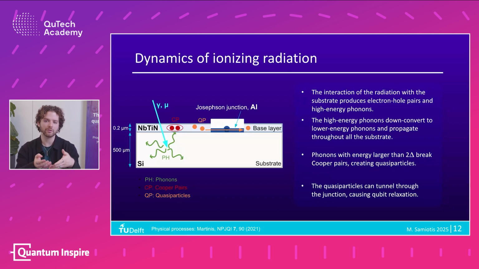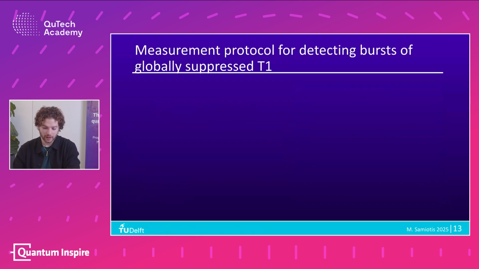You just need to know that if there is a qubit excitation and an ionizing radiation hits the chip, then all of the qubits are affected and they all lose their energy and they go to the ground state. How can we measure such events?